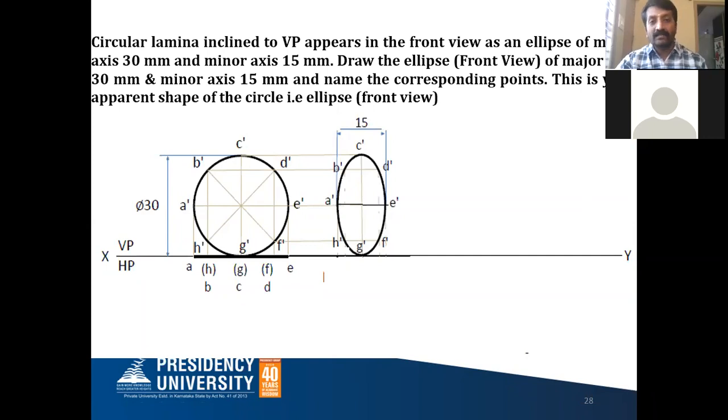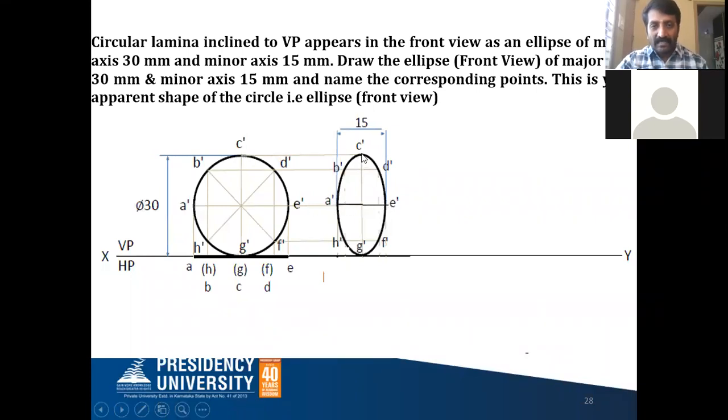That is your minor axis of the ellipse. The major axis of the ellipse is equal to the diameter of your circle. Now what you have to do is draw the horizontal projectors from all the points of the top view like this. Now you cannot get all the points so that I can name them. Which are the points you can name? A dash you can name, E dash you can name. This is the minor axis point.